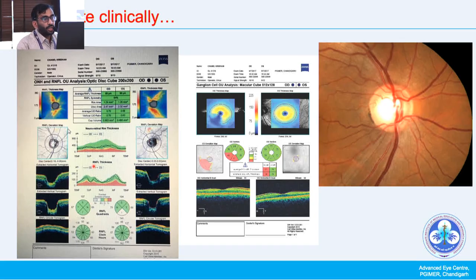So another example: here the optic disc appears normal, but inferiorly and temporally there are defects, but it does not look like a typical temporal raphe sign.